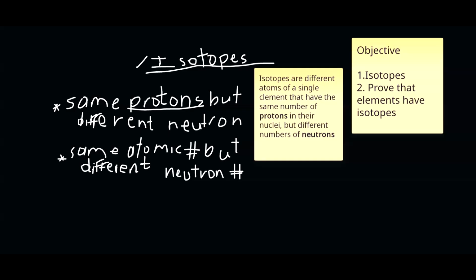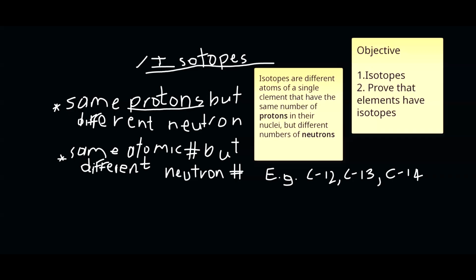Now we're going to be moving on to objective 2. We're going to prove that elements have isotopes. Common examples, especially the ones we're going to be looking at in a few minutes: the first one is carbon, and the possible isotopes normally are carbon 12, which is a naturally occurring one, carbon 13, and carbon 14. Now we're going to prove that they are indeed isotopes based on the definitions that we outlined previously.